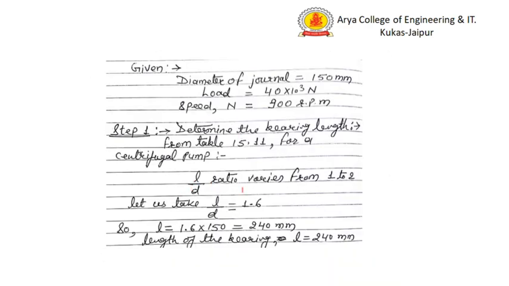So, let me select the L by D ratio as 1.6 from the table. The length is equal to 1.6 multiplied by 150, where D is the diameter which is given. So the length is 240 mm. So this is the first step.